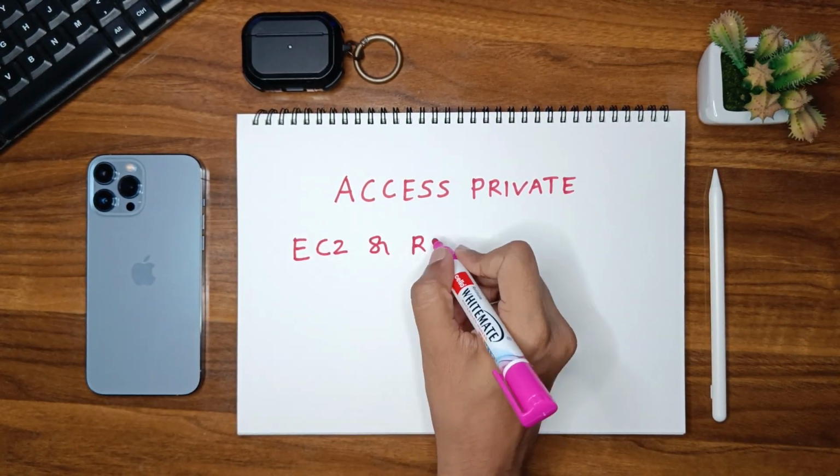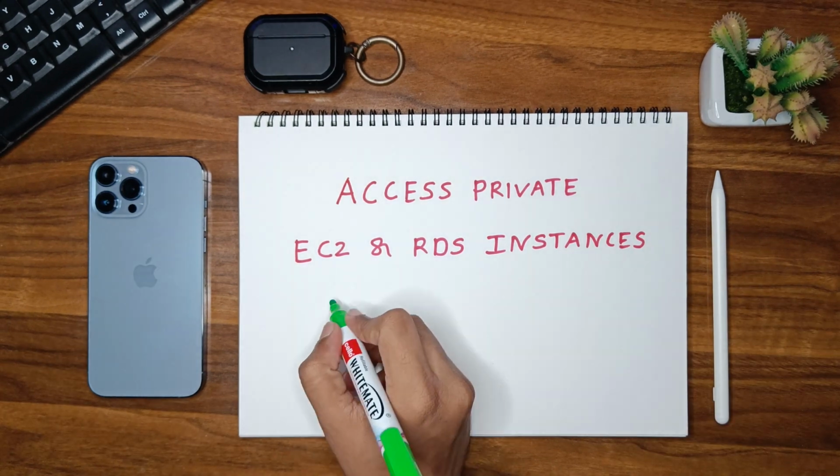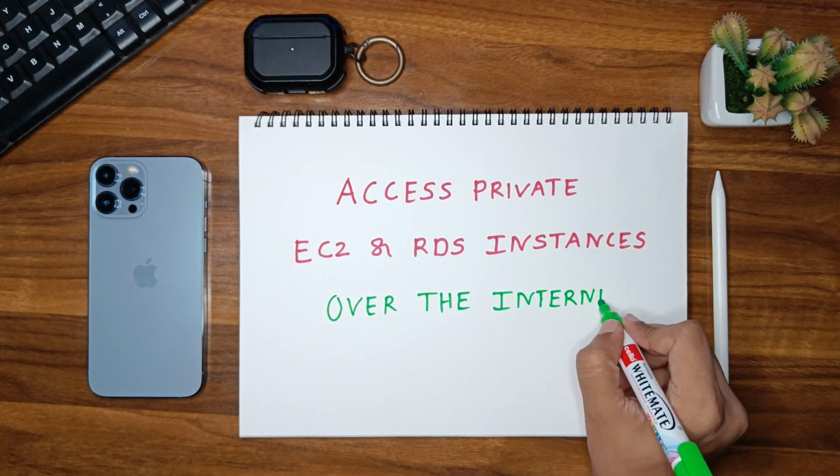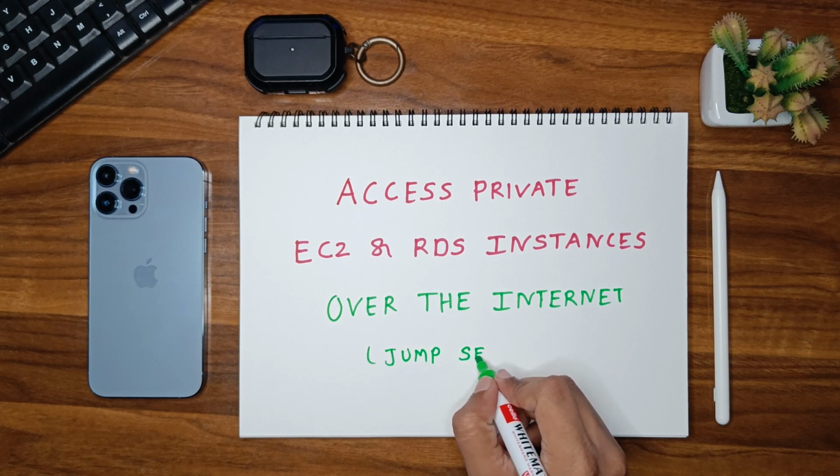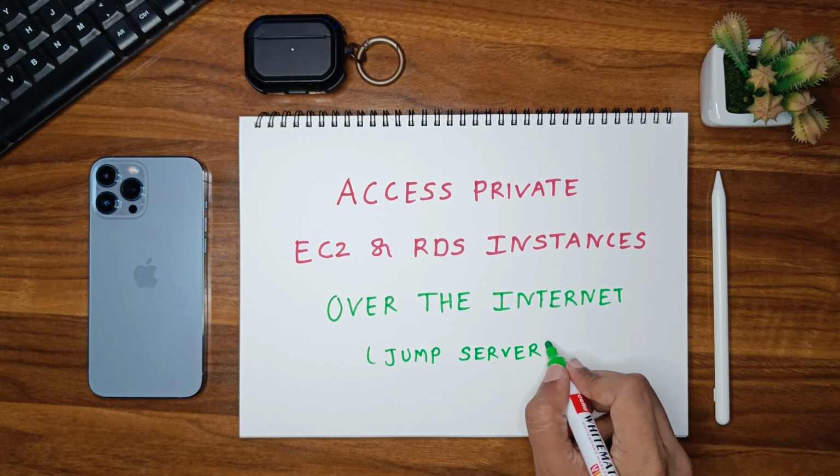In this video, we are going to see how to access private EC2 and RDS instances over the internet. There are multiple ways you can do that, but for this demo, we are going to access it via a jump server. So without wasting much time, let's dive into the video.